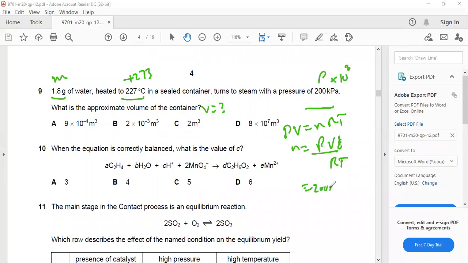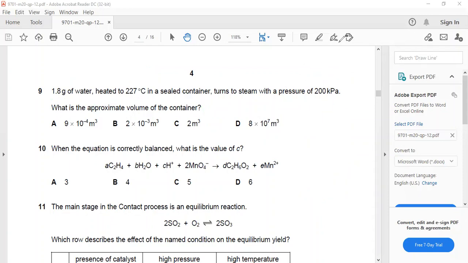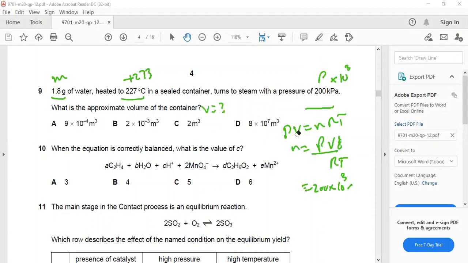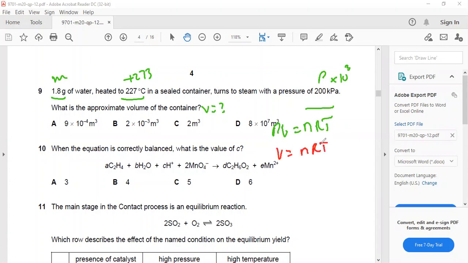P is 200 into 10 raised to power 3. Oh, sorry, we need V. So we need V to find it: PV is equal to nRT, and volume is nRT upon P. Number of moles is the mass upon molecular mass for water. R is 8.31, T is 227 plus 300.